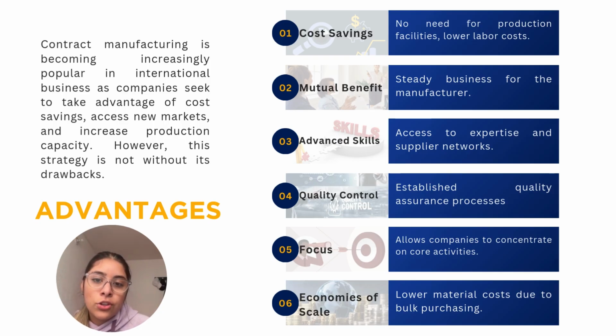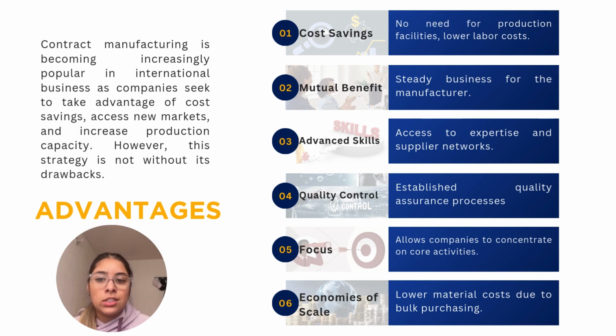Companies save on their capital costs because they do not have to pay for a facility and the equipment needed for production. They can also save on labor costs such as wages, training, and benefits. Then we have the mutual benefit to the contract side. A contract between the manufacturer and the company it is producing for may last several years, so the manufacturer will know that it will have a steady flow of business at least until the contract expires.